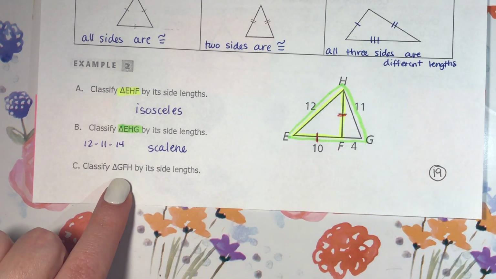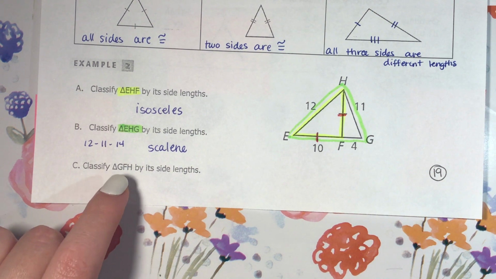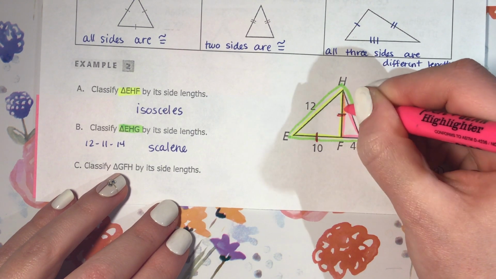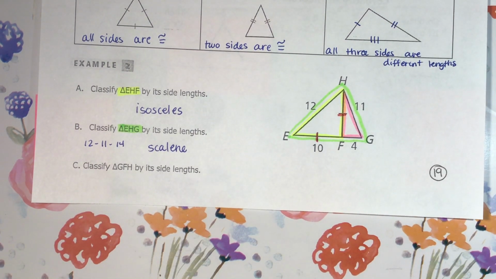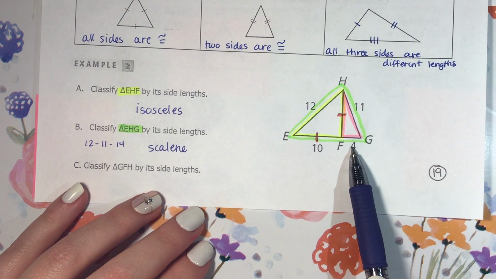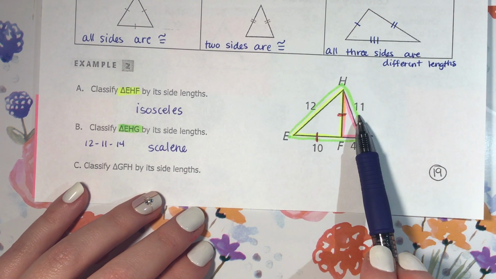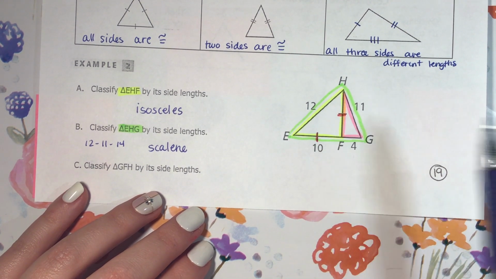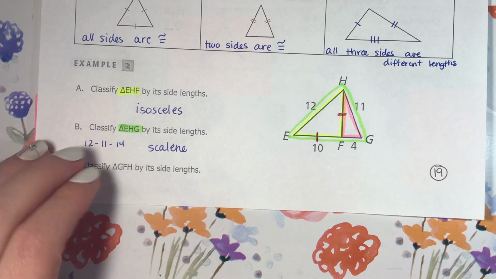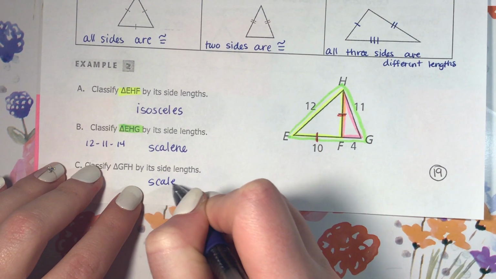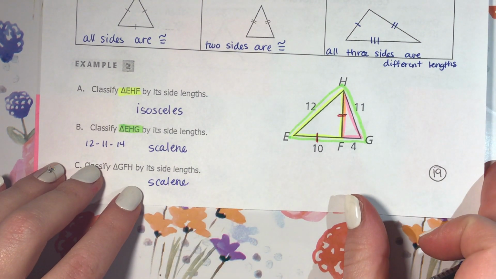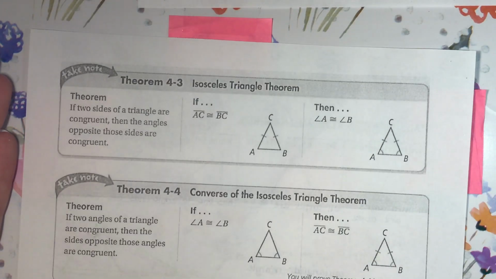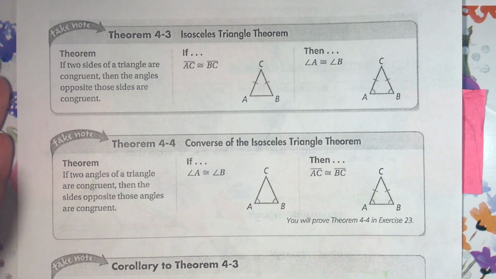Finally, I want to classify triangle GFH. Here, I have a side length that's 4, a side length that is 11, and a side length that is 10. I'm getting that 10 because these 2 are congruent. Once again, all of those are different lengths. So this one is also scalene. Hopefully this first part was review for you. You've heard of those before. Flip that paper over and we have a lot of theorems to talk about real fast.